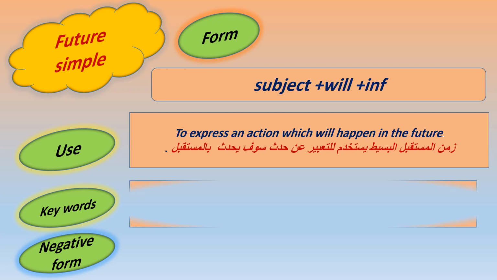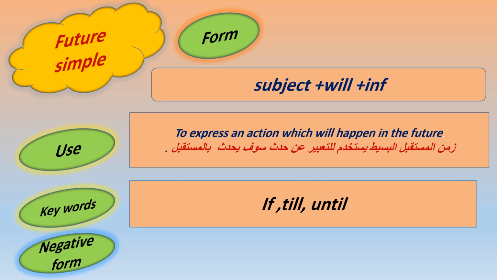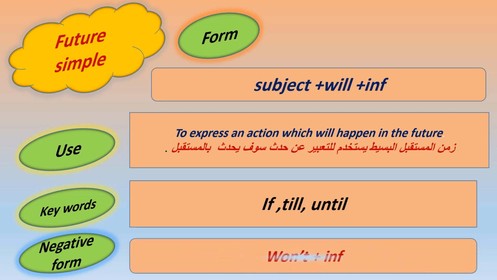We have some keywords. طبعا we have a lot of keywords to express the future simple tense. في عنا العديد من الكلمات الدالة but I want to give you some. أنا حأعطيكم بعض الكلمات التي تميز the future simple tense عن the future continuous tense such as if, till, until. The negative form. What's the negative form of will? Won't plus the infinitive وهي اختصار ل will not plus المصدر.